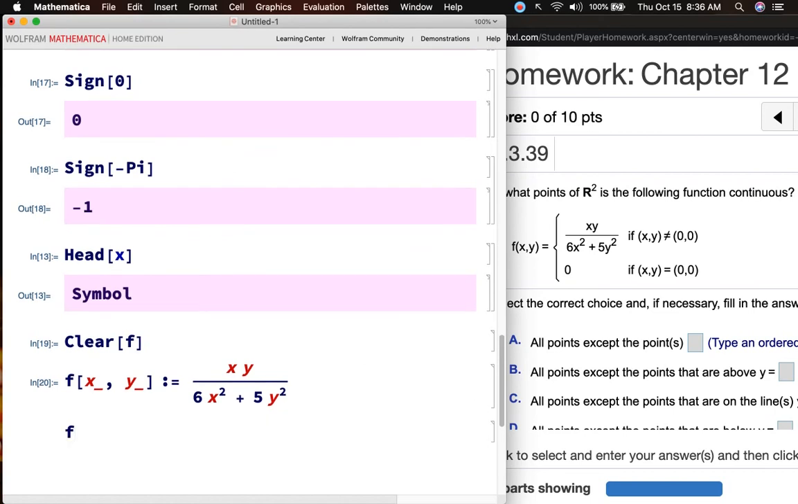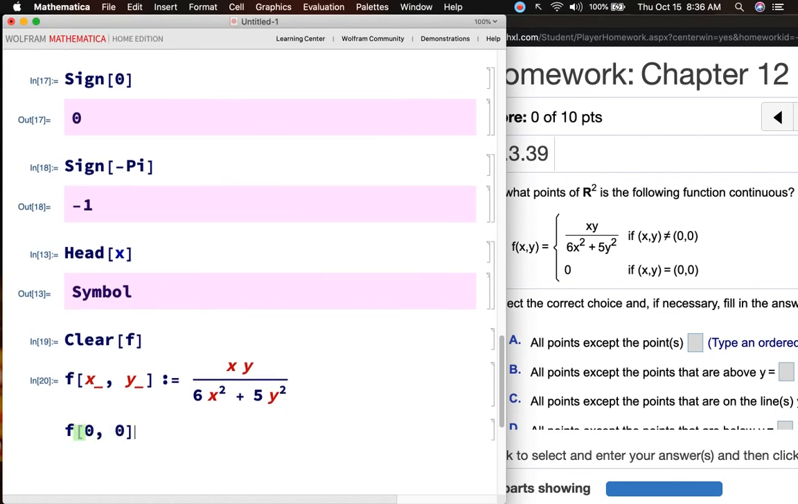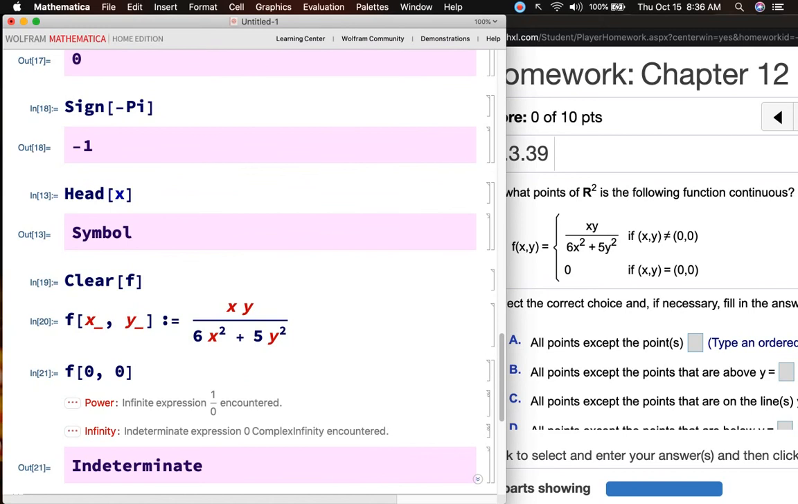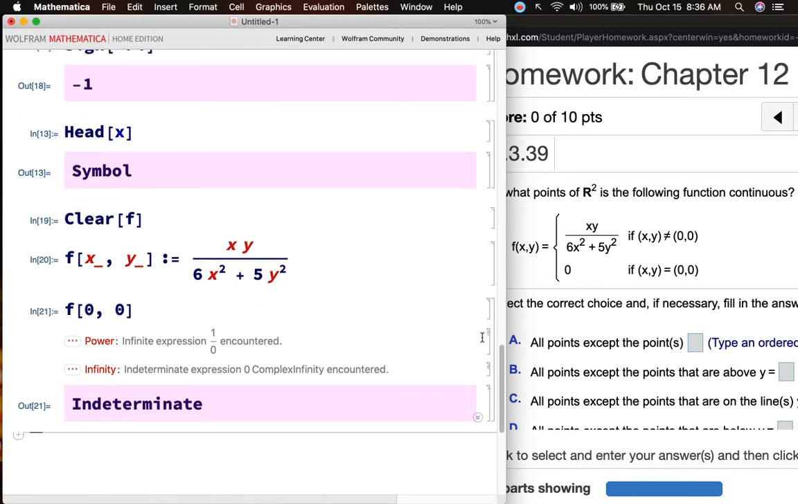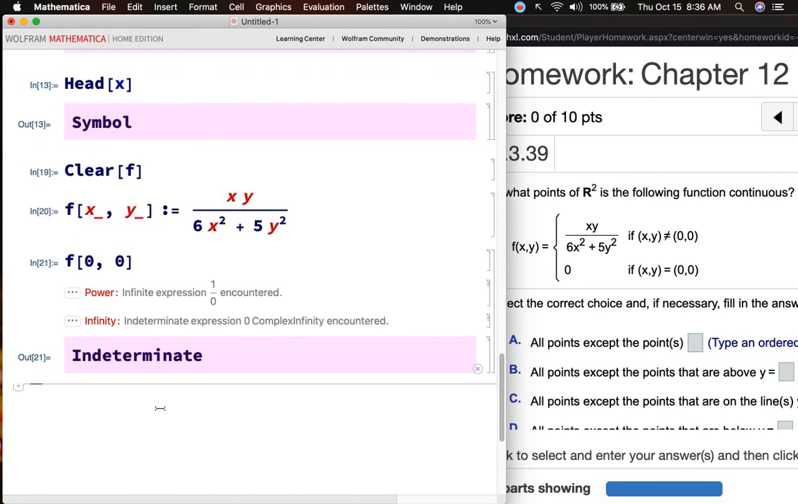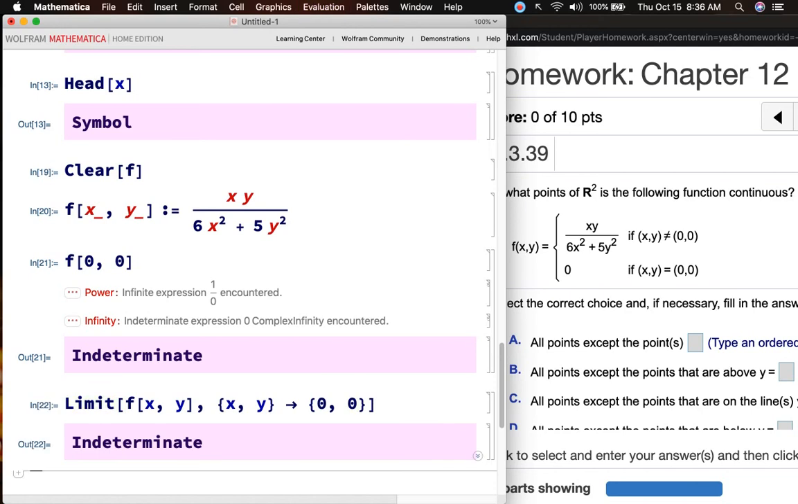Now, what happens when x and y are both 0? Okay, it's indeterminate because we're dividing by 0. So now the question is, what is the limit as x and y approach 0? So what I'm going to do is very simple. We're going to type limit f of x and y as x, y approach 0, 0. Okay, it's indeterminate. It's not 0, which means, so let me explain something to you.